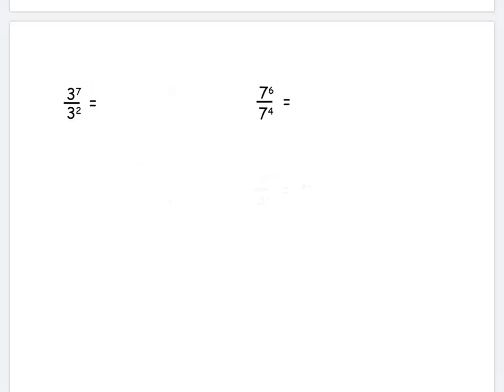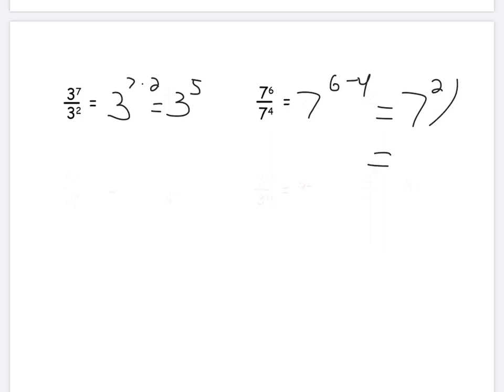So let's take a look at these. If I keep my base the same, I have 3 to the 7th power divided by 3 squared. My base stays 3, but then I take my exponents, 7 and 2, and I subtract them. So I would have 3 to the 5th power. And then if I did the 7s, I have 7 to the 6th power divided by 7 to the 4th power. My base would stay 7, but I would take my exponents and subtract them. So 6 minus 4 gives me 7 to the 2nd power. Which I technically could simplify, because this is one of those numbers that's in our list. 7 to the 2nd power is just 49.